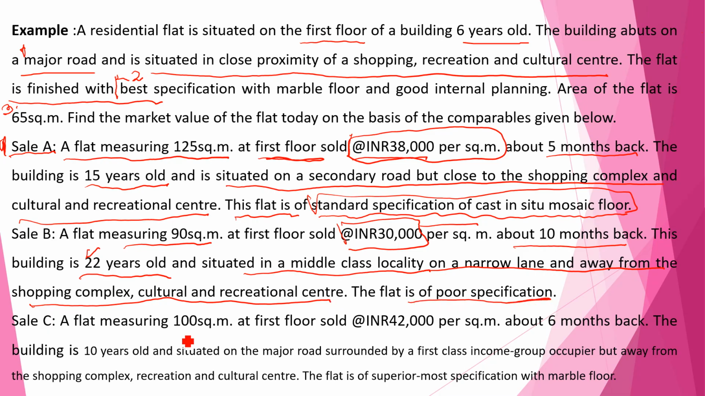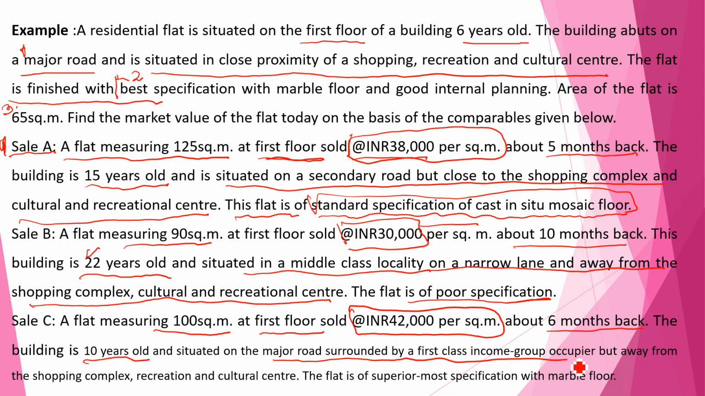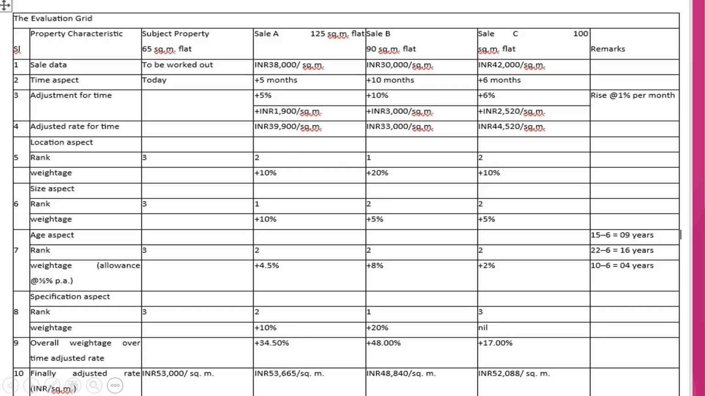And the third one is a flat measuring 100 square meter. It is situated on the first floor and was sold at the rate of 42,000 per square meter, 6 months back. The building is 10 years old and is situated on a major road surrounded by first class income group occupiers, but away from the shopping complex, recreation and cultural center. The flat is of superior most specification with marble floor. So see here, we prepare a valuation grid.